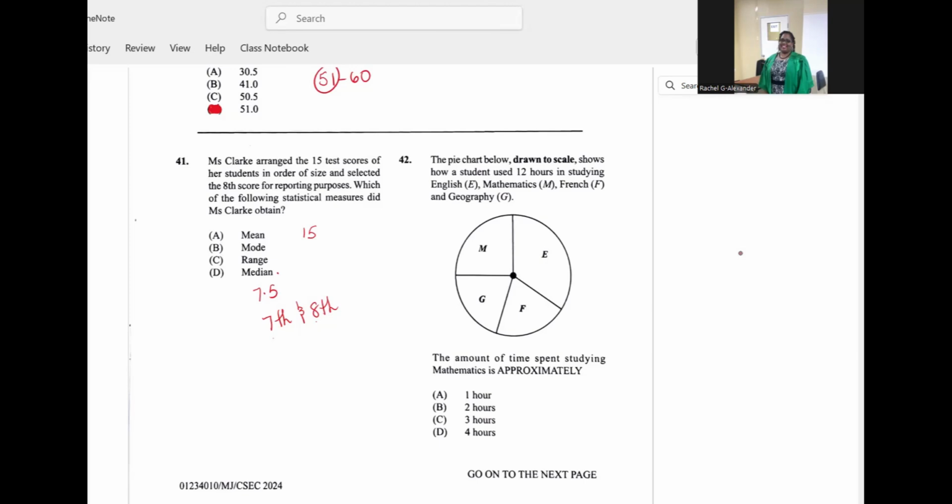No, it's not supposed to be between 7 and 8. Because if it's 15, then the 8th number is the middle.